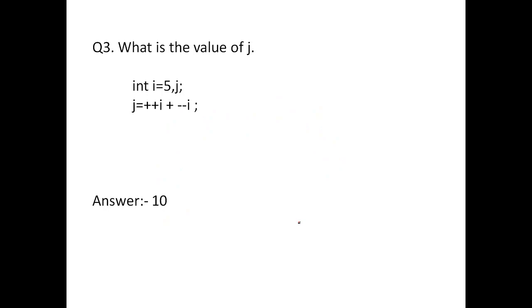So next question. What is the value of J? As we can see, this is a pre-increment and this is a pre-decrement operation. Whenever there is a pre-increment or decrement, perform the increment or decrement first, before all the assignment. After that only you will assign. So I is equal to 5, so we put the I value as 5. Now first this expression will be evaluated, then second this one. So first of all we will increment the I value to 6.